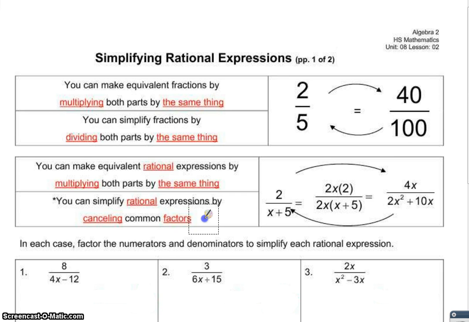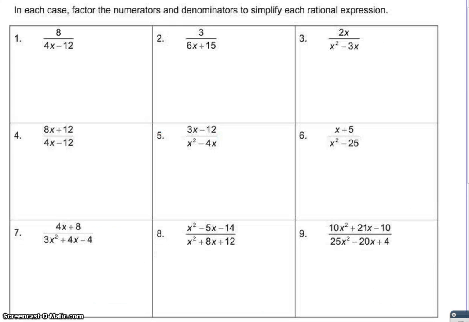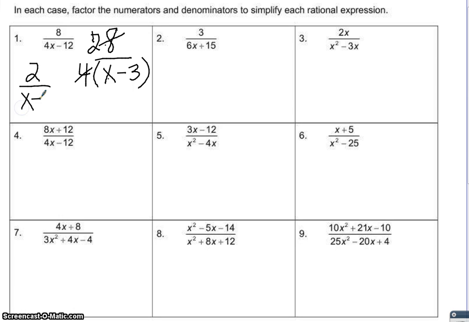Okay, so let's look at a few examples. Let's look at number 1. It says in each case, factor the numerator and denominators to simplify each rational expression. So if I look at problem number 1, my numerator is going to stay 8, and from my denominator I can factor out a 4. So I'm going to have x minus 3 left. So when I reduce, I can divide both numerator and denominator by 4. So what I end up with is 2 over x minus 3.